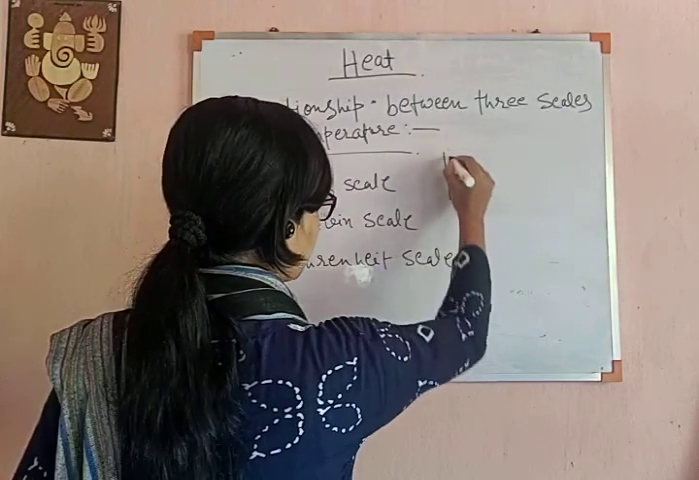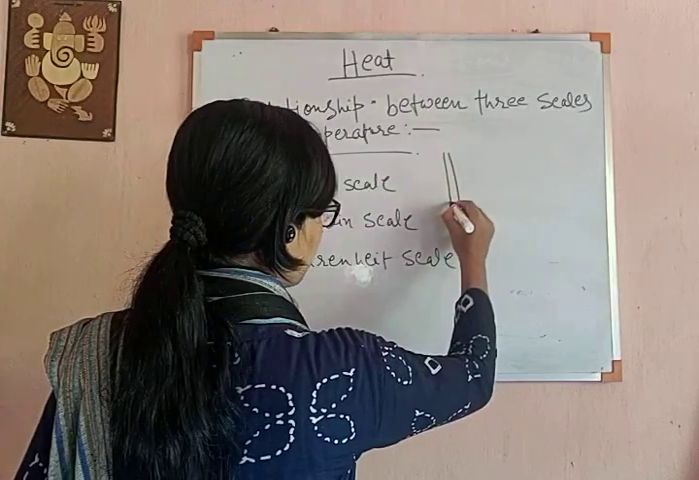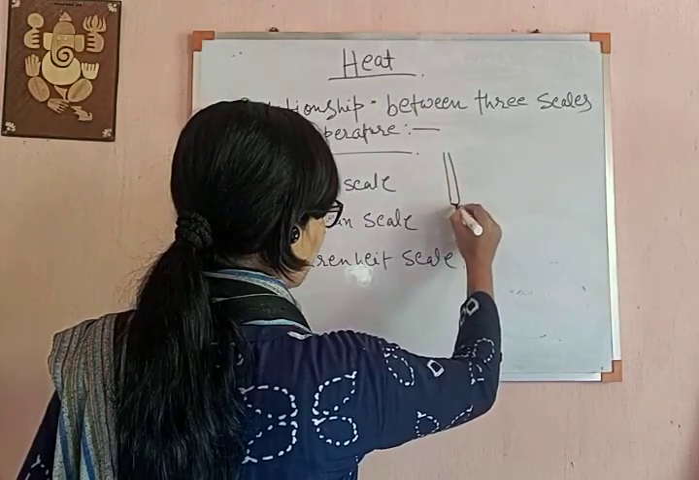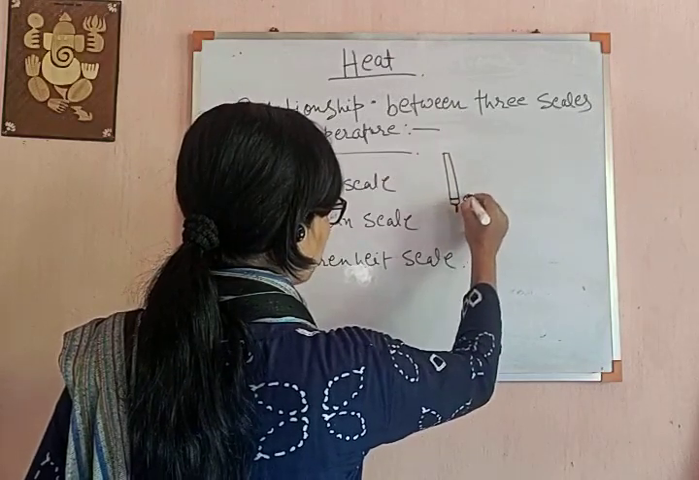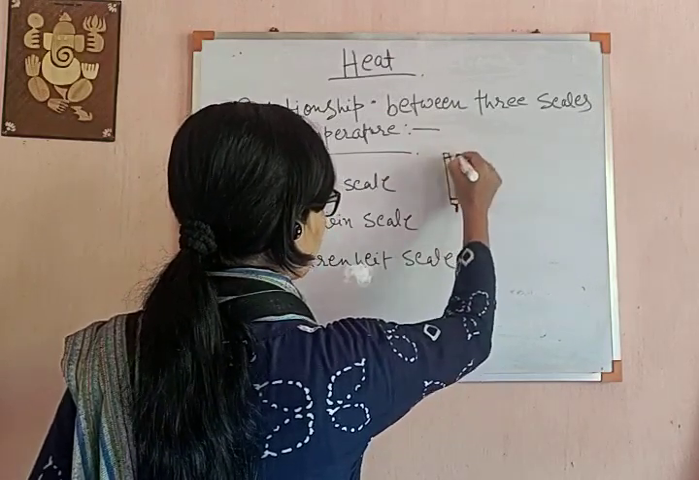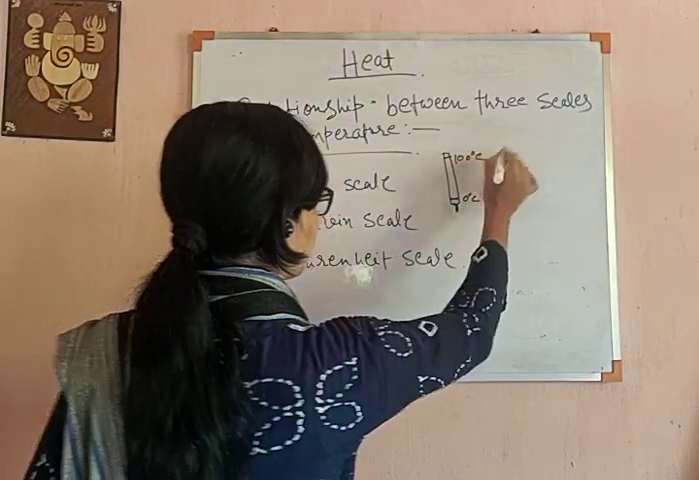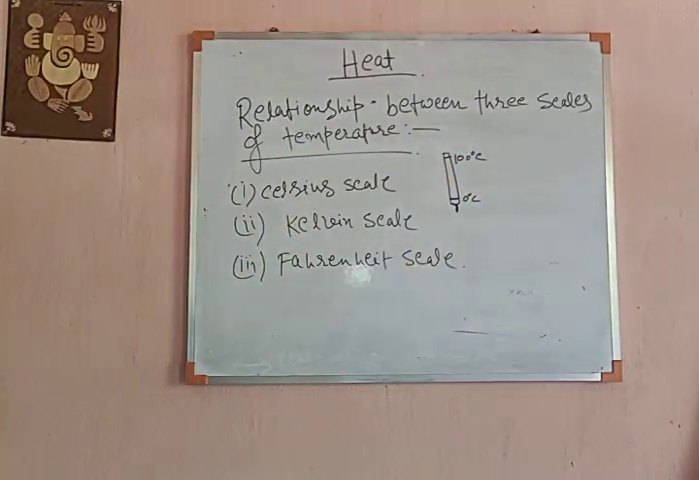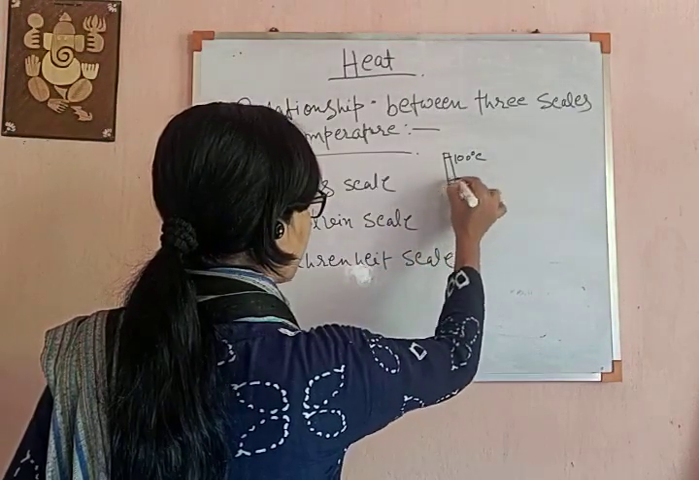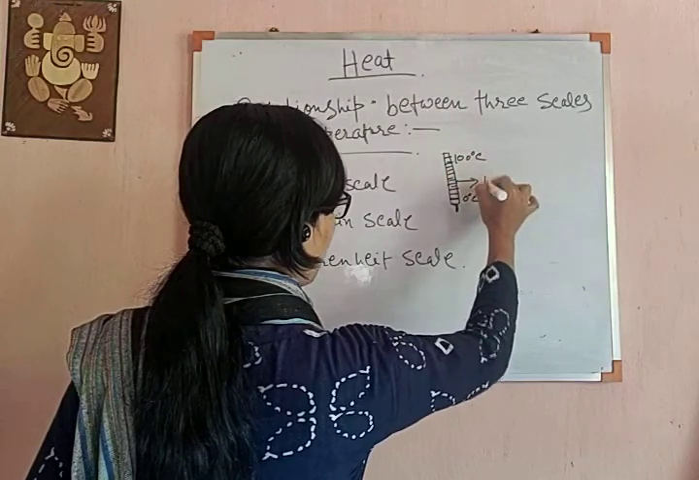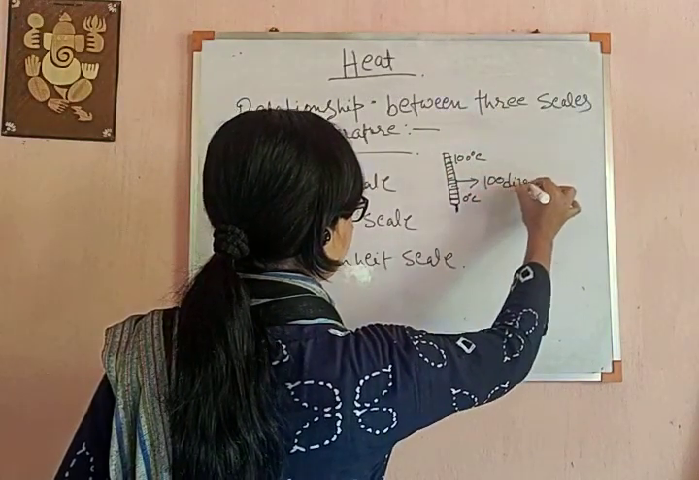If you see the Celsius scale, the difference is that the scale starts from 0 degrees Celsius and ends at 100 degrees Celsius. Starting from 0 degrees Celsius and ending at 100 degrees Celsius. So like this there are a total of 100 divisions.